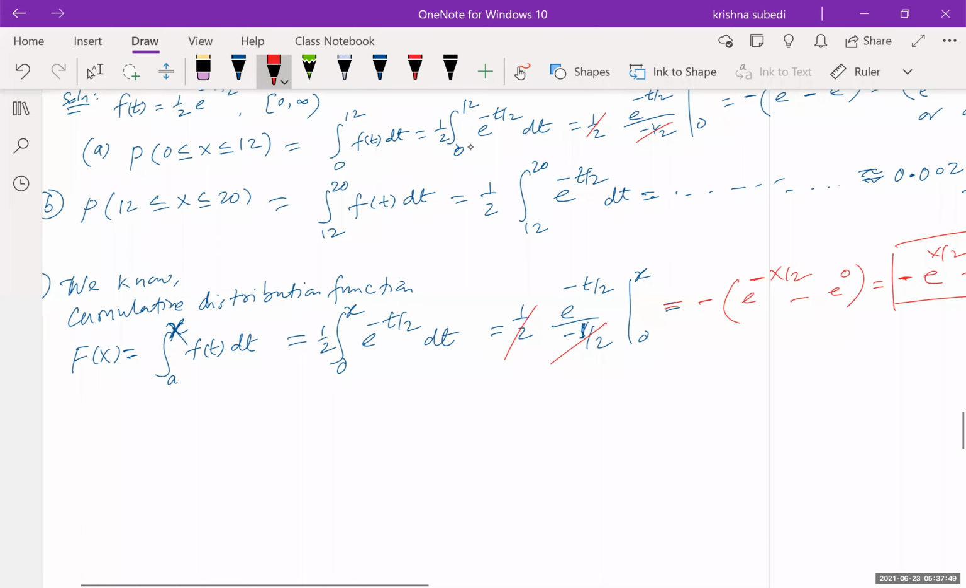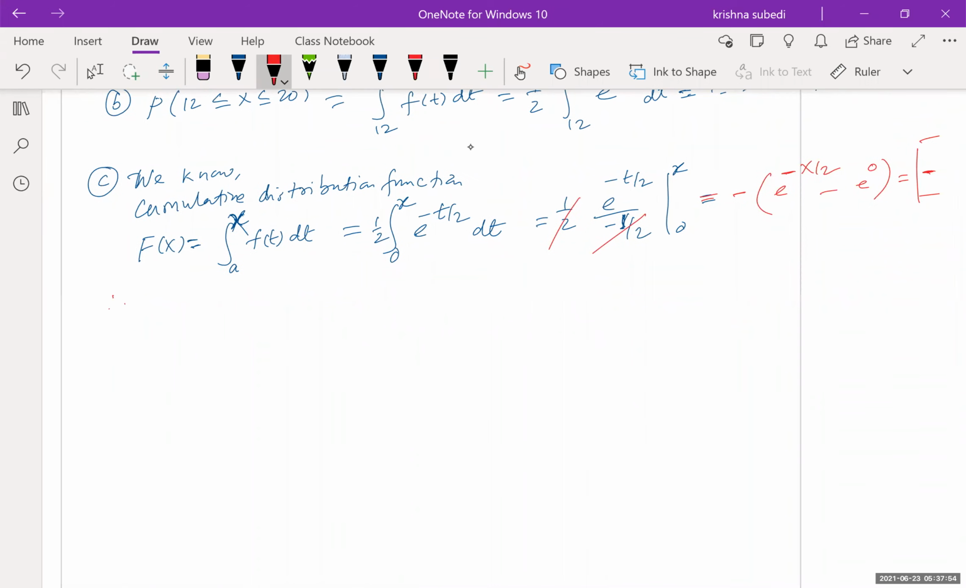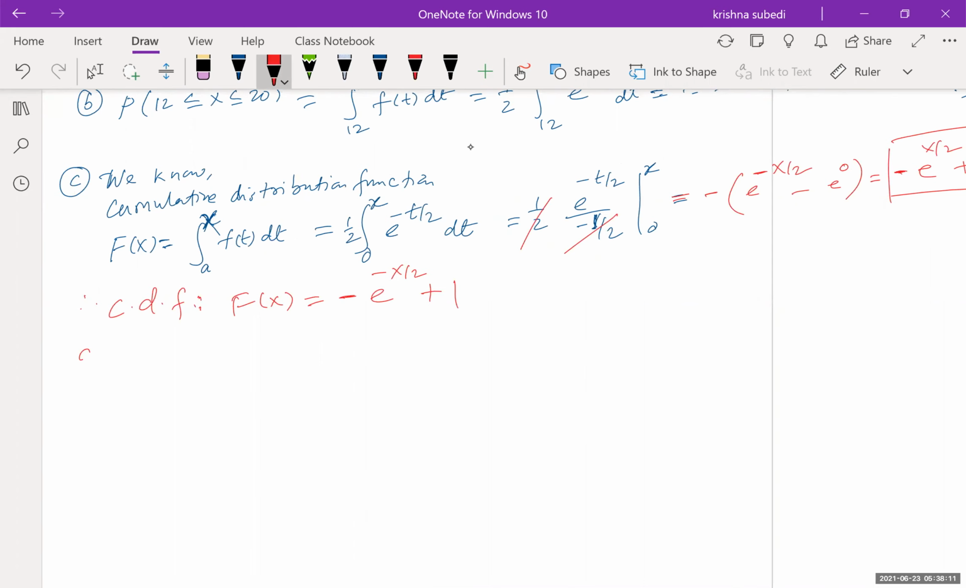Let me just copy nicely. So what we got here is, therefore, the cumulative distribution function CDF is given by a function f of x, which is negative e raised to power negative x over 2 plus 1. Okay, so this is your CDF. Part C is done. Let's look at part D, what we are supposed to do.